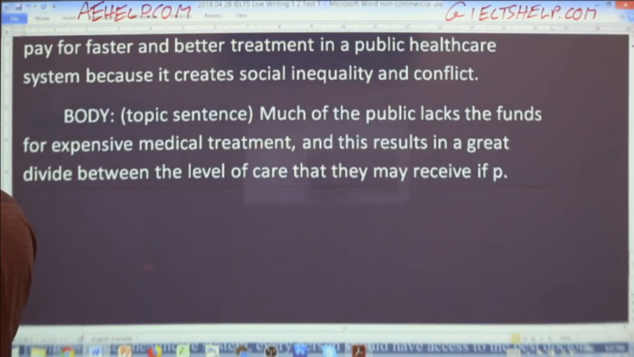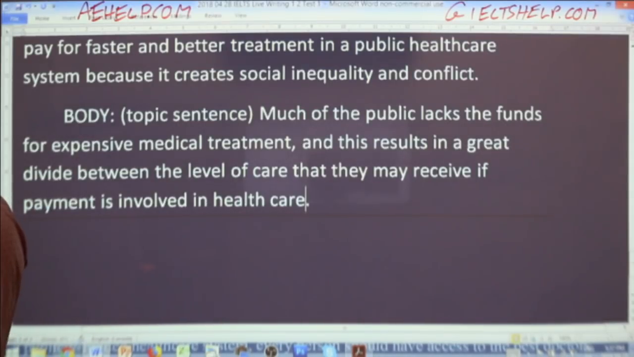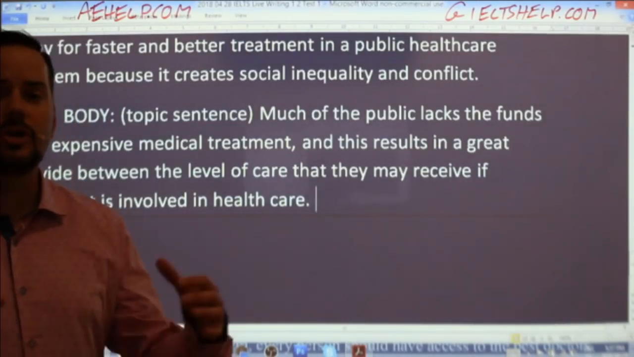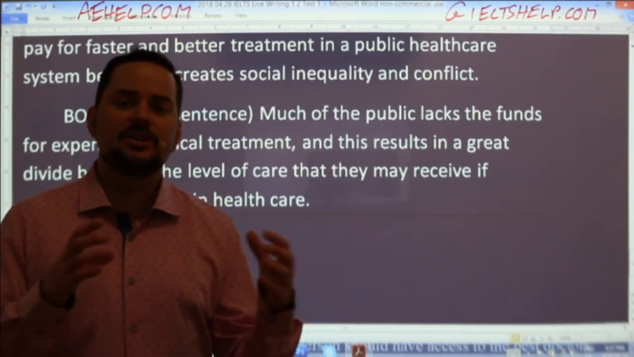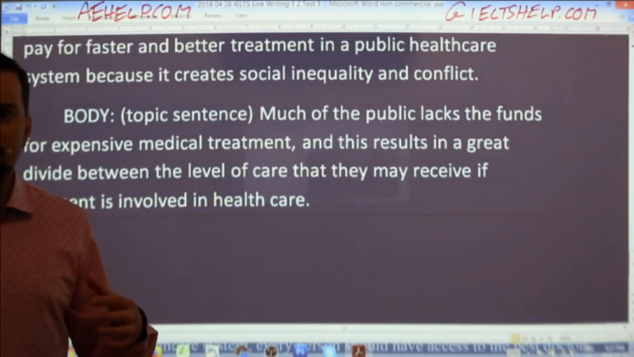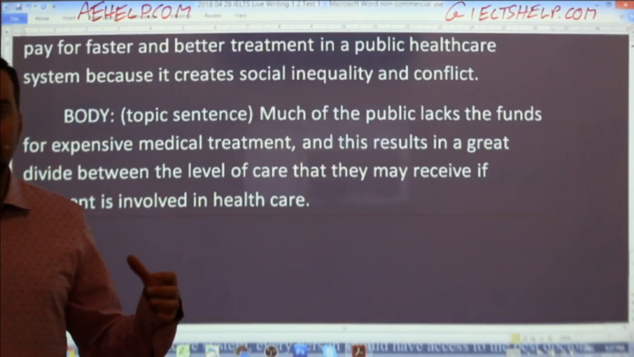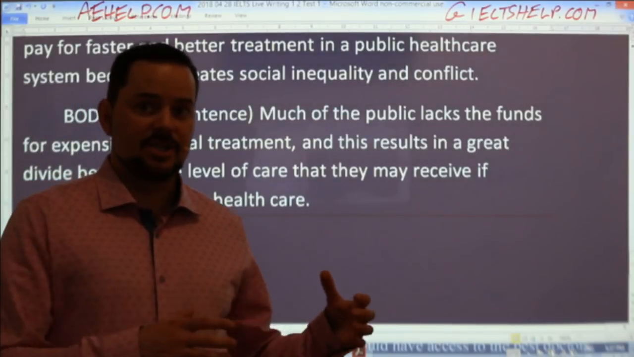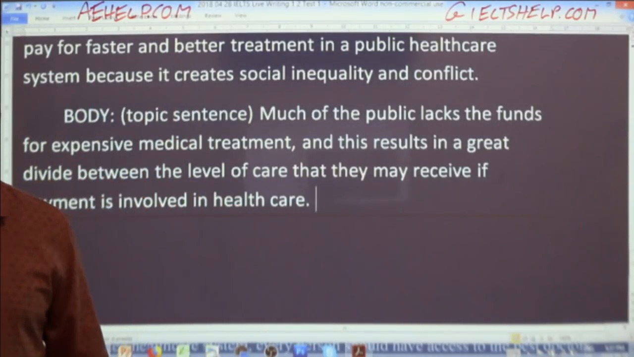If payment is involved in healthcare. Okay? All right. What comes after that? What comes after the topic? Yeah, Bella, that would be a good one too, keeping it more simple, but I think that's a very good topic sentence as well. Just make sure you don't use contractions, so don't say can't, actually say cannot. So most people cannot afford healthcare as much as the rich or the wealthy. That would be good too.